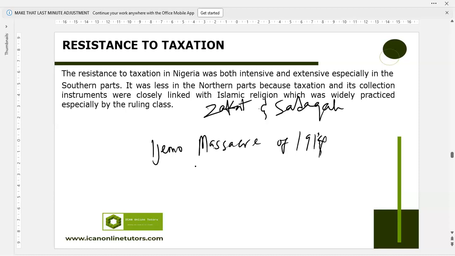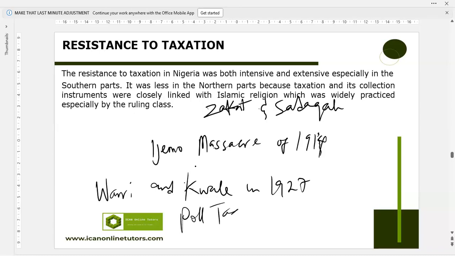So the riot of 1918, in which rail lines were torn up, trains and railway stations looted, and over 500 people, including a chief and a European, were killed, occurred as a result of resentment of the imposition of taxes, among other grievances. So initially, it wasn't easy. And to the south, there were riots in Warri and Kwale in 1927.